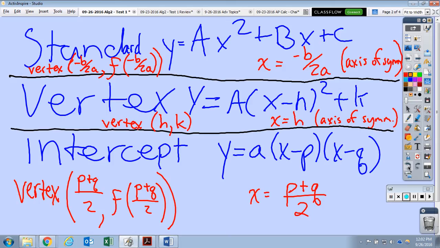Vertex form, hence its name. It's nice and convenient. (h, k), again, axis of symmetry x equals h. Anyone have any questions about vertex form? I think this is probably the most straightforward, most simple one.